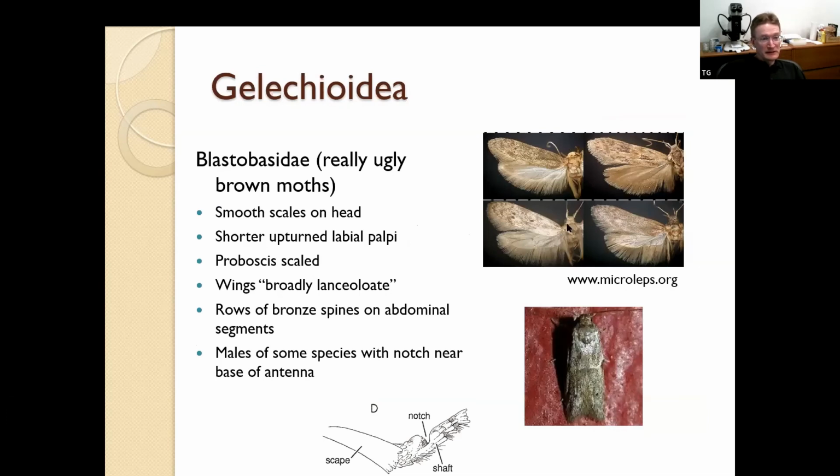The Blastobasids are another group of Gelechioids that are pretty indistinct. They're just little brown moths. They don't really look like much. They are quite diverse in different regions, so it's something that you potentially could encounter. Really, the distinctive character for this group is the notch in the antenna. You can see it in this diagram down here, and a little bit in the pictures up here where the antenna is a little bit notched. Under the microscope, it's a lot more distinctive.